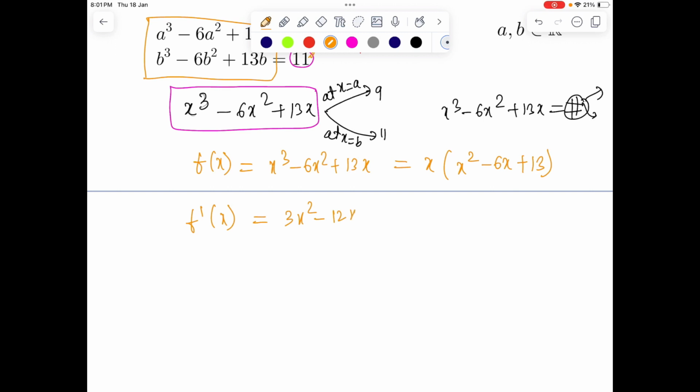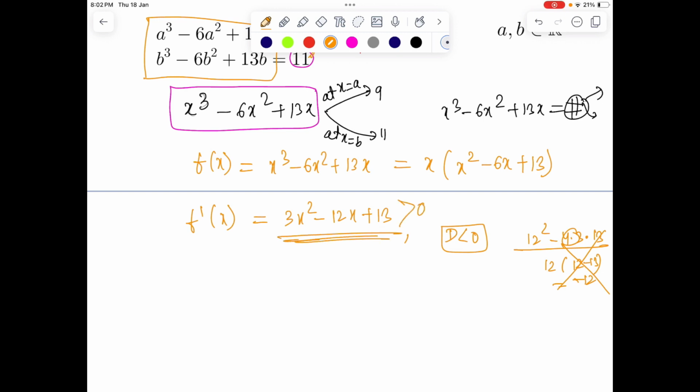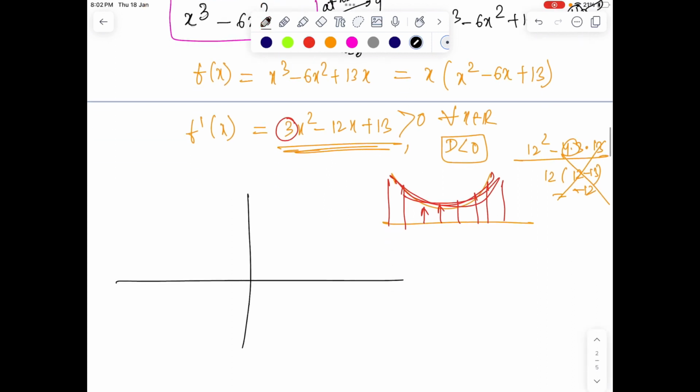In order to investigate the function, it's better if you find the derivative. So 3x square minus 12x plus 13, and you can clearly see D is less than 0 for this, right? Because it's 12 square minus 4 into 3 into 13, so 12 common into 12 minus 13, which is minus 12. So D is less than 0. If D is less than 0, this function is strictly positive for all x, because this is a parabola. If D is less than 0, it will have no real root, and since the coefficient of x square is positive, it will always be an upward parabola. So for any x, the output, the height that you will get, is positive.